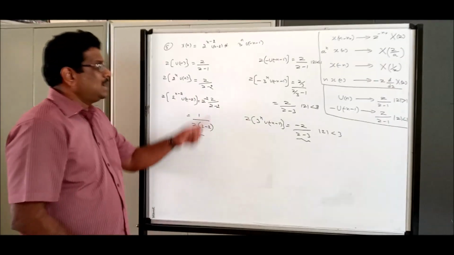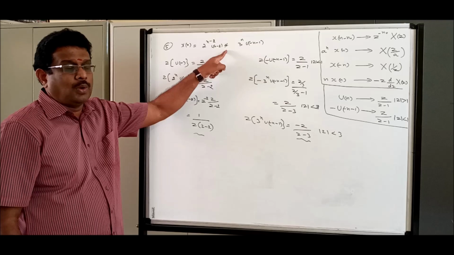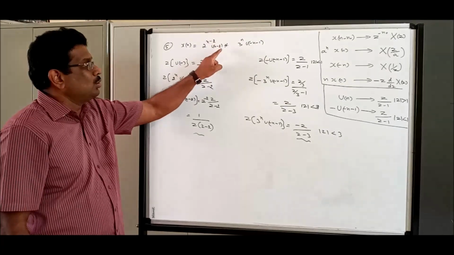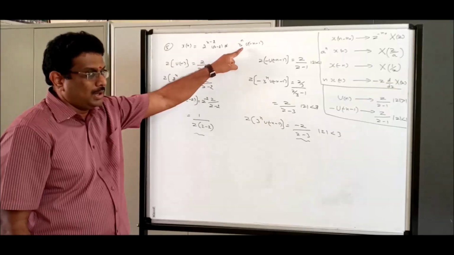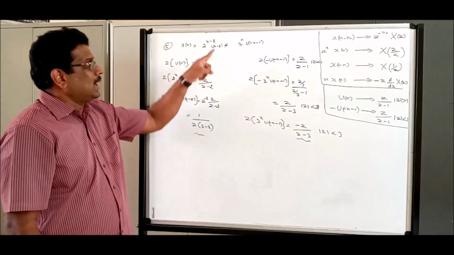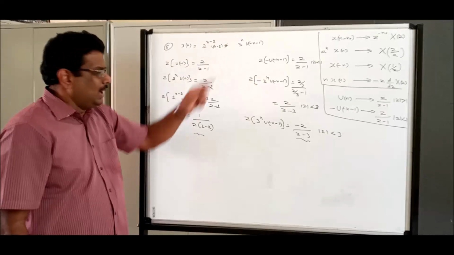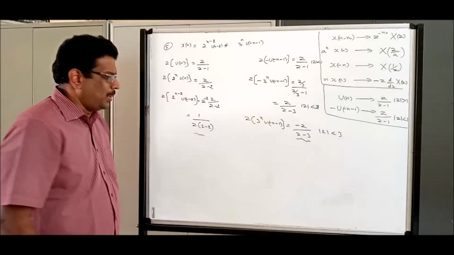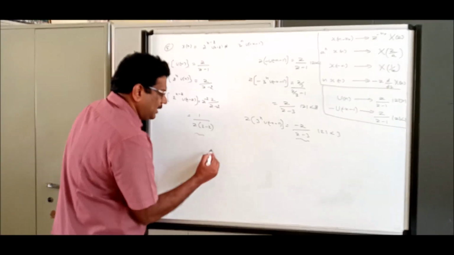But who is in between? Convolution. What does the property say? Convolution in time domain, this is which domain? Time domain. This is which domain? Z domain. Convolution in time domain is multiplication in Z domain. What you should do? You should multiply these two.